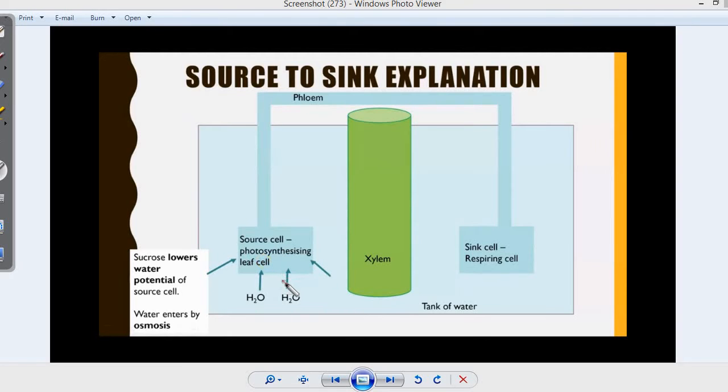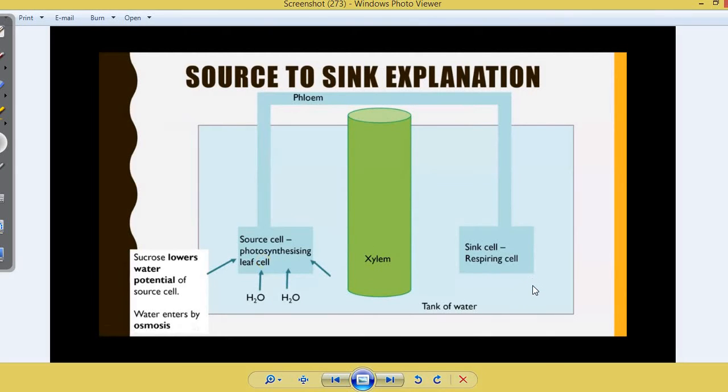That's the first scenario. Why? Because the source cell is producing more of the sucrose, so there is more solute concentration. More solute concentration leads to less water potential. Therefore, the water will start entering inside the source.